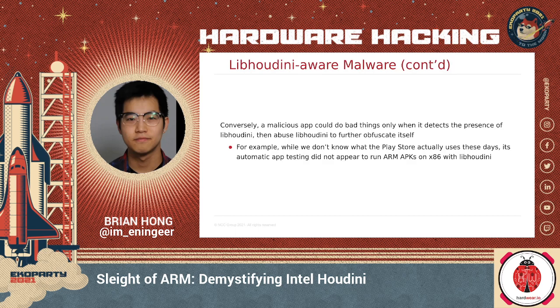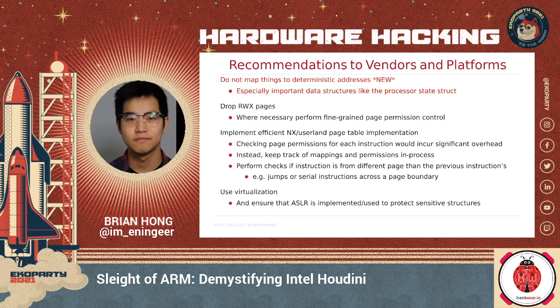Well, given all that malware talk, our recommendations to vendors and platforms, and how to not write an emulator. So, firstly, we should not map things to deterministic addresses, especially important data structures like the processor state struct, which has been fixed by Intel. The second recommendation is drop the unnecessary RWX pages.